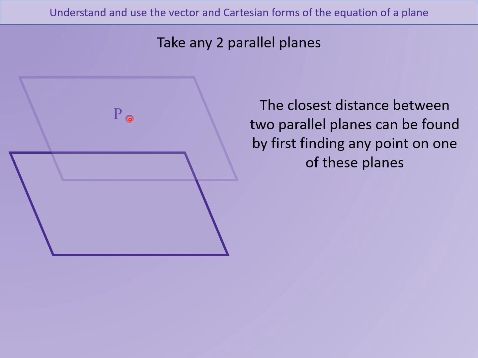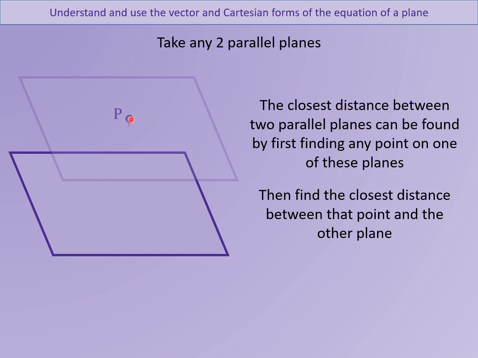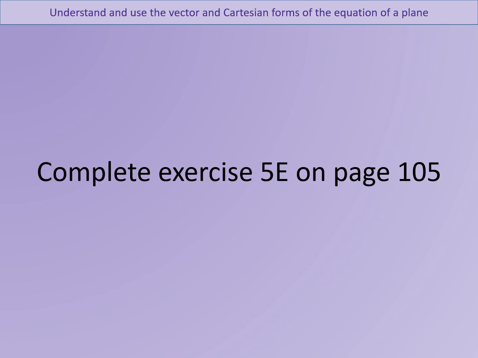Now what I can do is find the closest distance between P and the plane underneath, by using the same skills that I did a minute ago, and what that will find for me is the closest point on that plane to the point P, and therefore I can work out the distance. It's exactly the same as a point and a plane. Okay, it just seems more tricky.